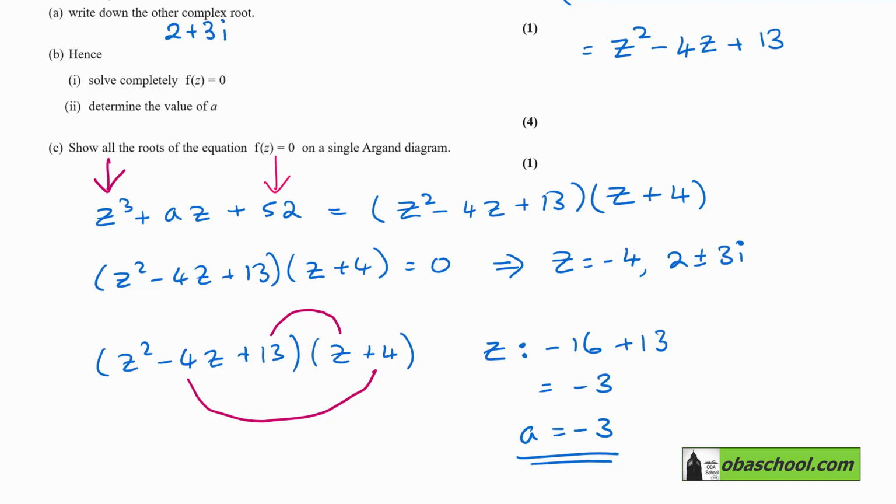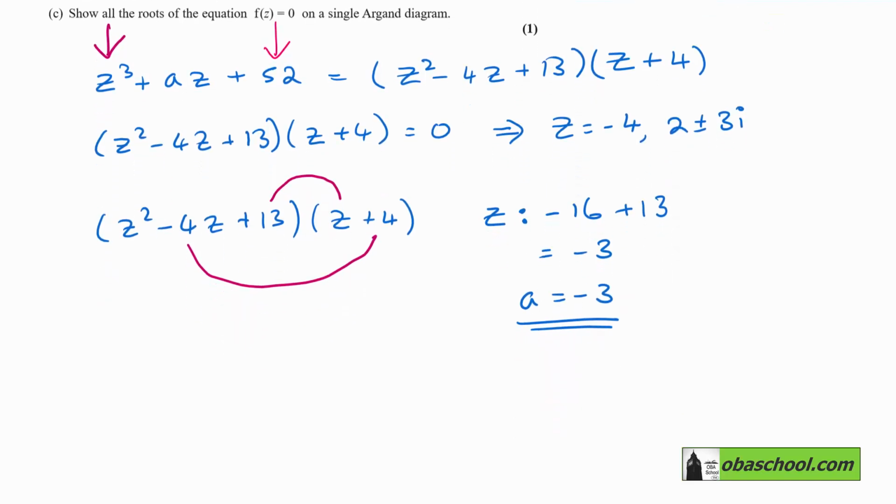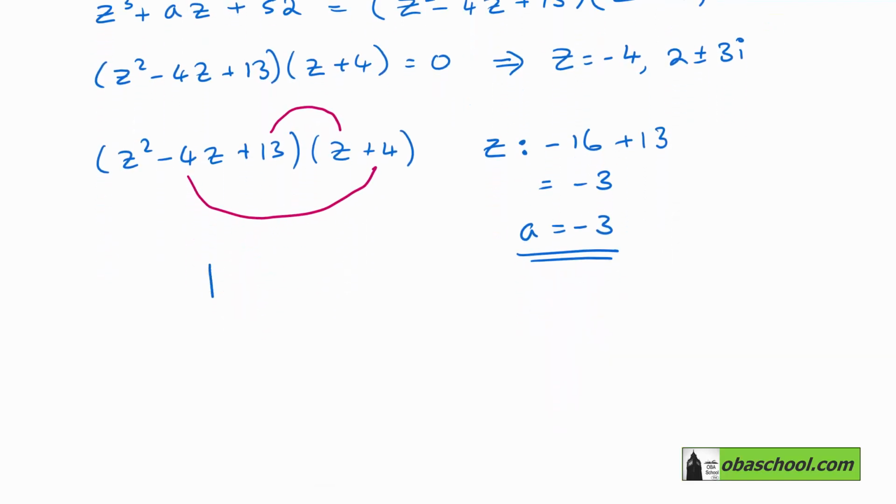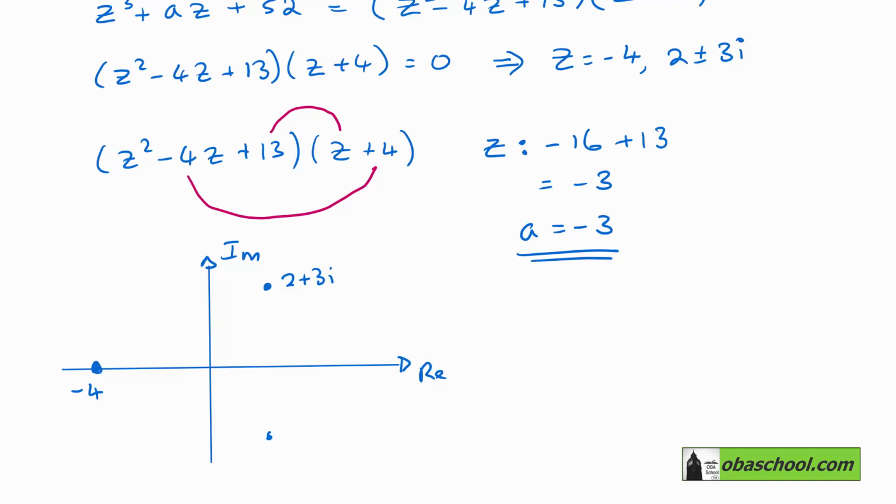And finally, we're asked to show all the roots of the equation f of z equals 0 on a single Argand diagram. So we just want to sketch a diagram. So we'll have the imaginary axis here and the real axis going across here. And we've got negative 4 over here. And then we would have 2 plus 3i. And directly here, we would have 2 minus 3i.